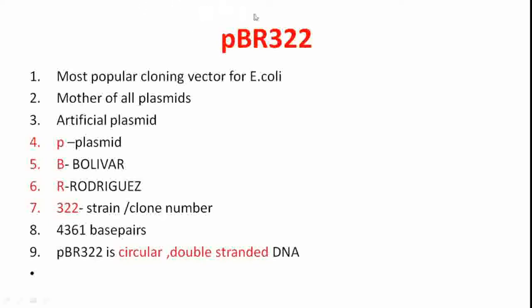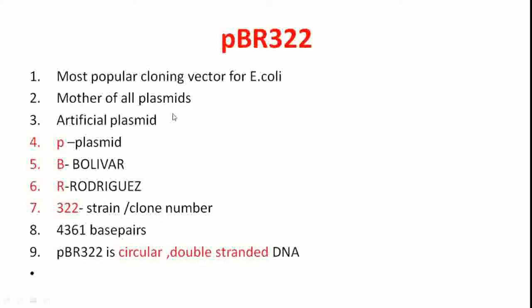So the first one is the pBR322 plasmid. This is the most popular cloning vector for E. coli. This pBR322 is an artificial plasmid, and it is the first artificial plasmid made in the world. It is the most popular plasmid, widely used by many researchers all over the world, and hence it is called the mother of all plasmids. Many plasmids originated from this plasmid.